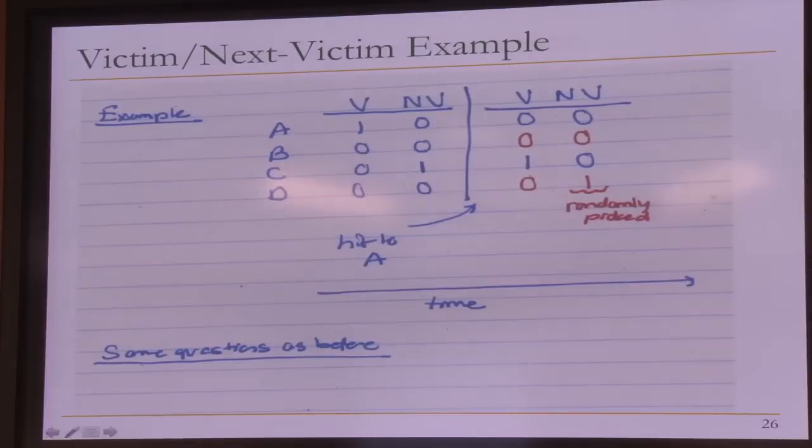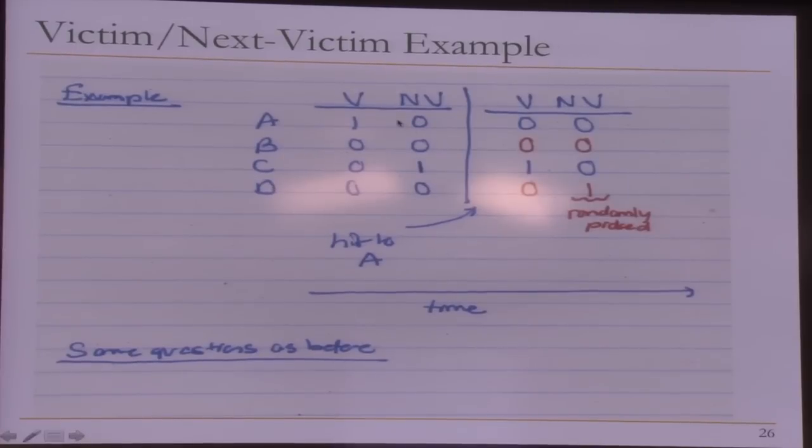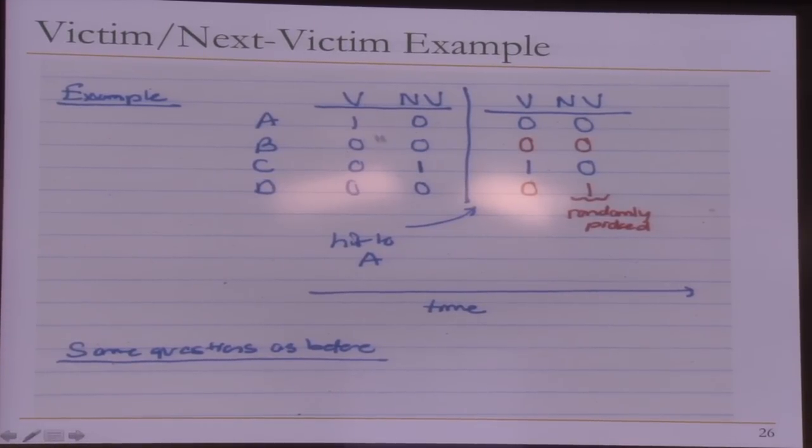Let's do this. So assume that you have four ways, four blocks in the cache, A, B, C, D. And these are the victim, next victim bits. For each block, we have two bits. This may not be the best way of representing it, actually. The best way meaning the smallest number of bits you need. This is the victim, and this is the next victim.